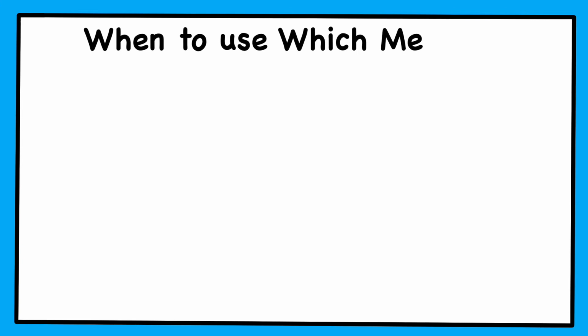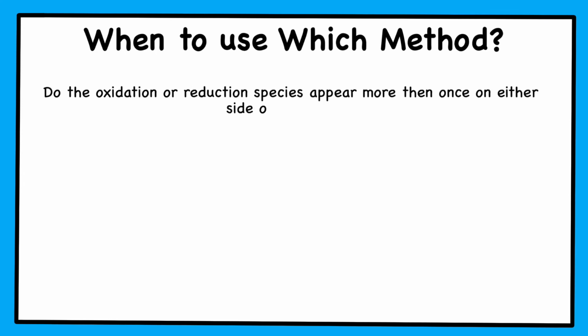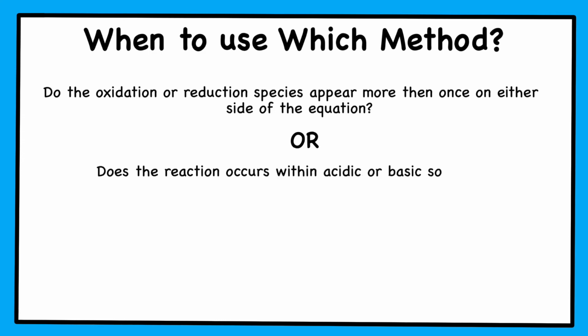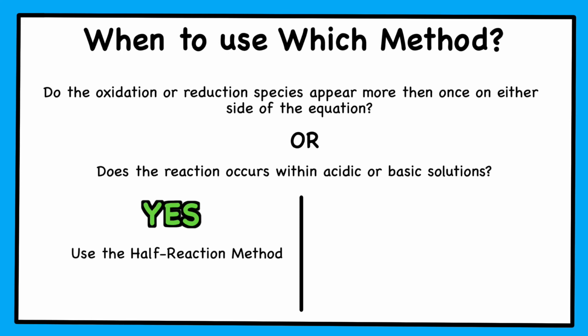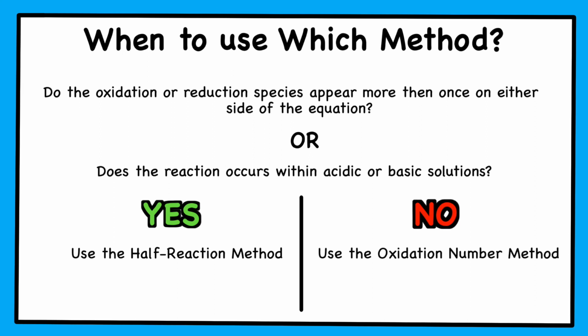Okay, the last thing we are going to have to go over today is to understand when to use which process of redox. The first question we're going to ask is, do the oxidation or reduction species appear more than once on either side of the equation? Or does the reaction occur in acidic or basic solutions? If the answer to those questions is yes, then we're going to use the half reaction method. If the answer is no, then we're going to have to use the oxidation number method to balance these redox reactions.